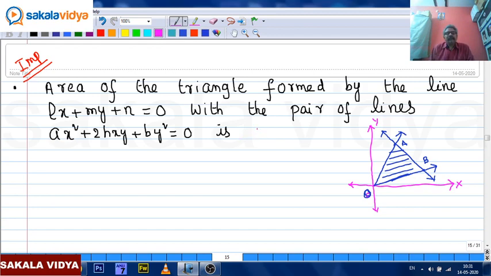It is given by n square root of h square minus ab upon mod of am square minus 2hlm plus bl square. Bl square, this is L square. So you need to remember this formula. This formula is very, very important.